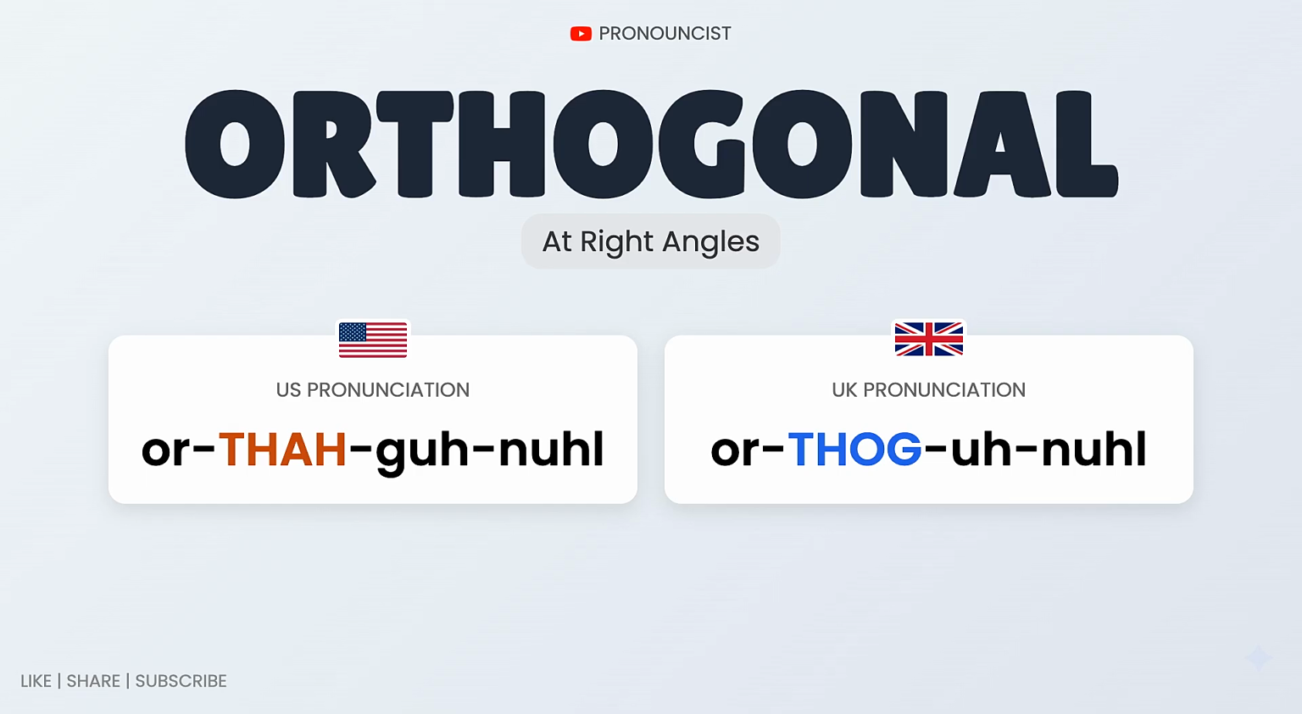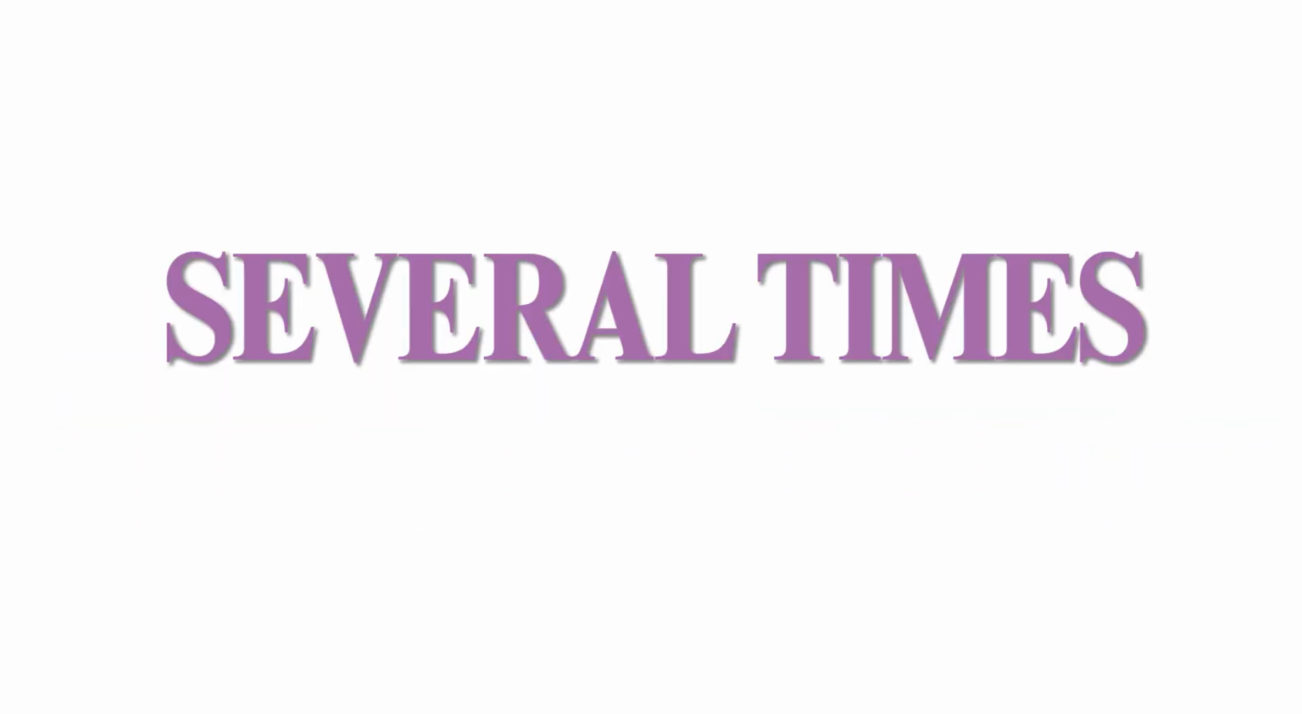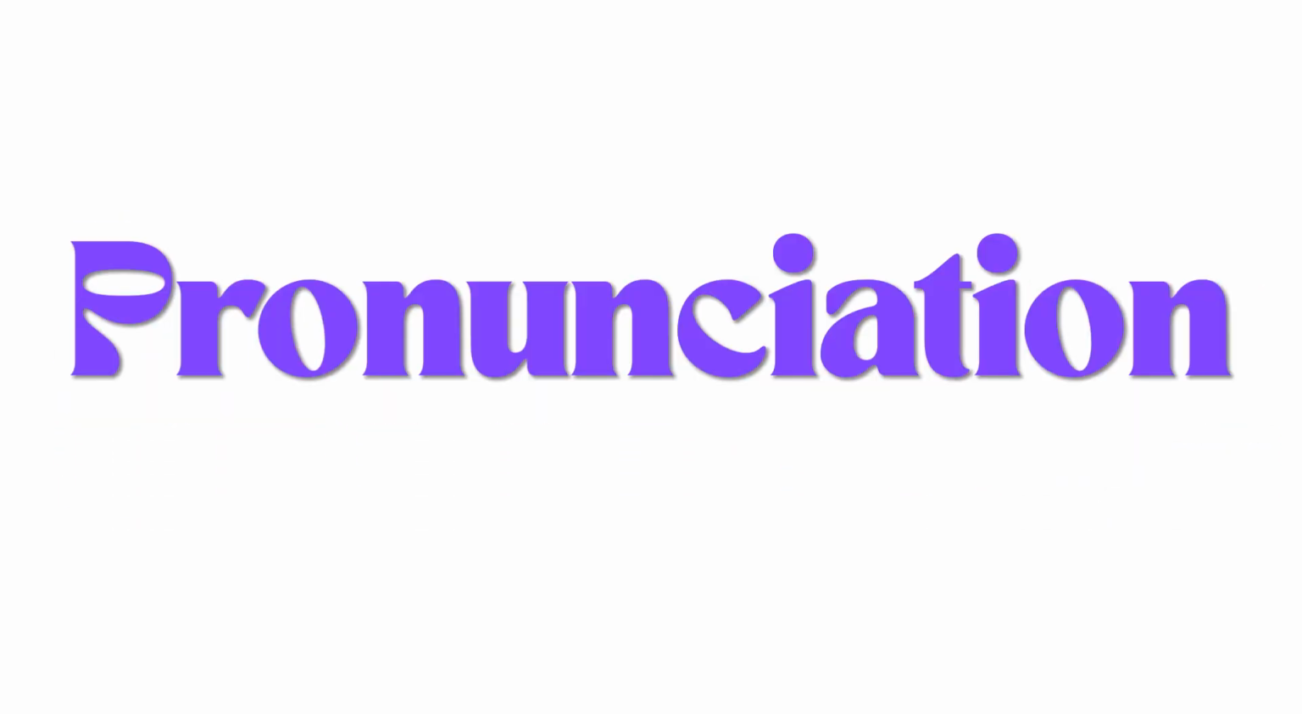Orthogonal. Practice repeatedly and you'll soon be able to say this word perfectly. The best way to practice is to repeat the syllable multiple times. The meaning of the word is at right angles. Try repeating this word several times to improve your pronunciation.